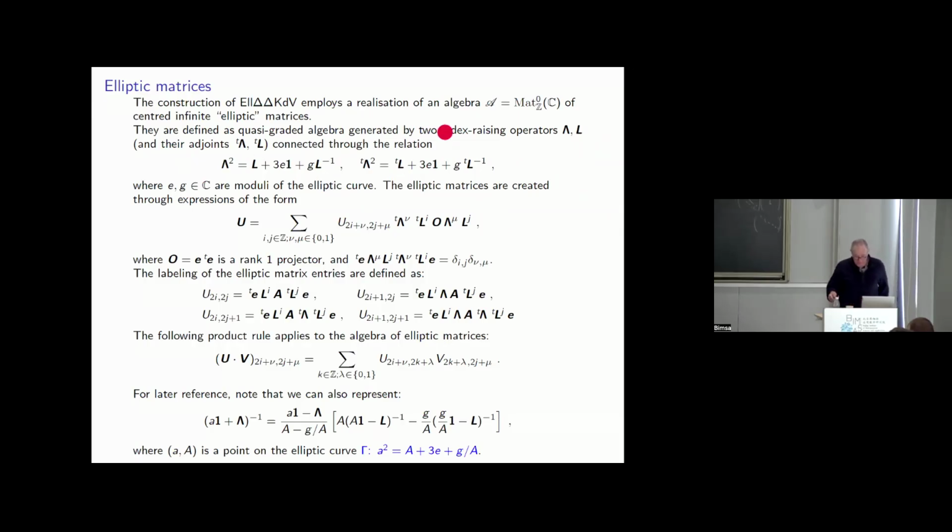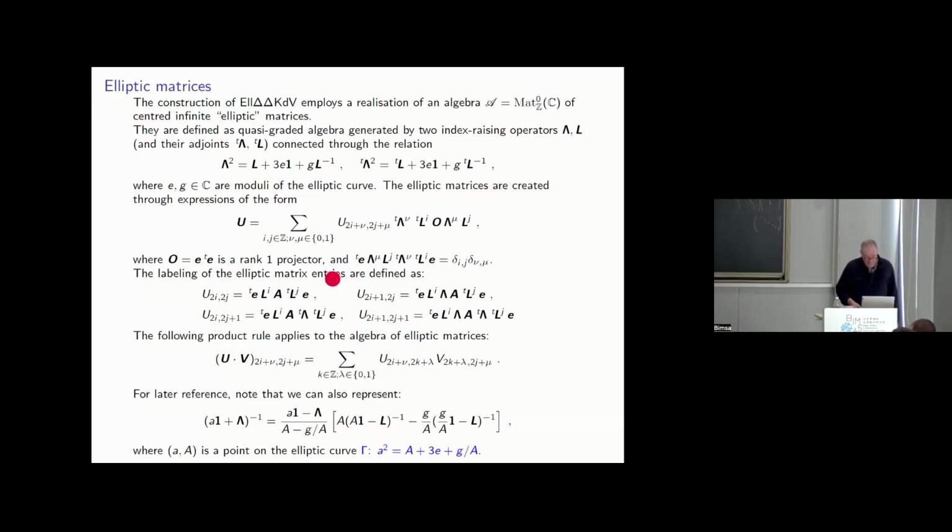It is assumed that these lambda and L commute amongst each other, and they have this curve relation. This is a bit difficult to visualize in terms of conventional matrices, because you can think of basically having two layers of rows and columns, which actually interchange each other according to this curve relation. Nonetheless, this makes perfect sense in this context, so you can then define an elliptic matrix by this type of combination, where O is a rank 1 projector, obeying this kind of normalization condition.